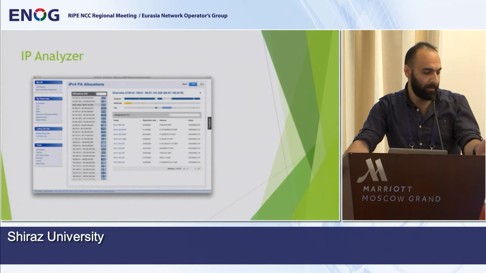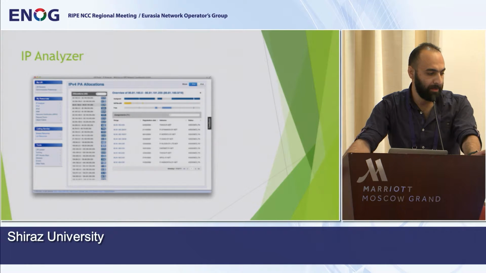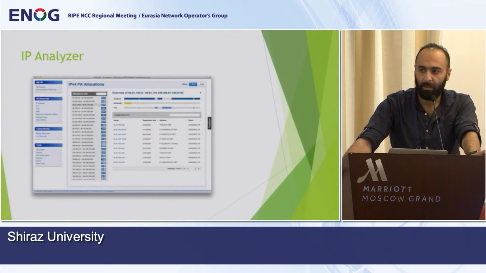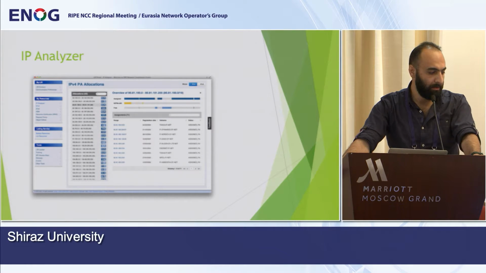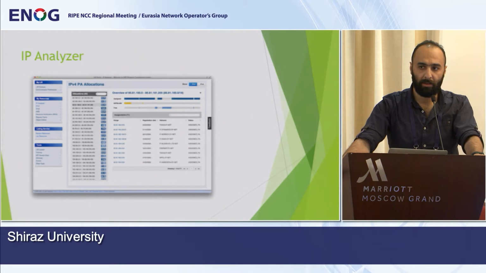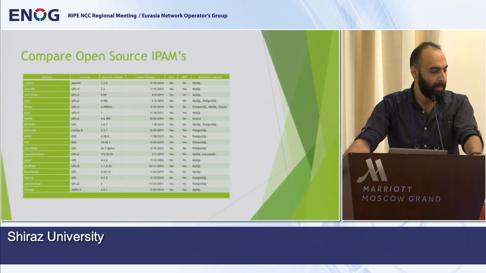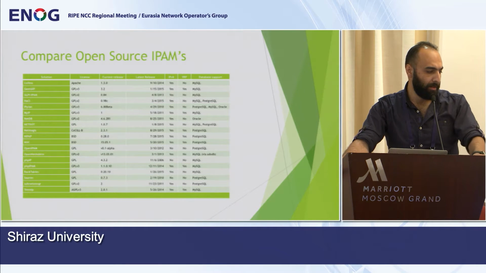This is the IP analyzer of RIPE NCC that you can find in your LIR portal. If you don't have an IPAM, it's a simple application that can help you to manage your IP addresses, and it can suggest free IP addresses in both IPv6 and v4. Also, I made a chart that listed the most powerful IPAMs, the freeware IPAMs, and compared them by some features.